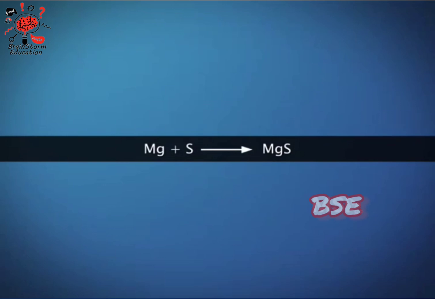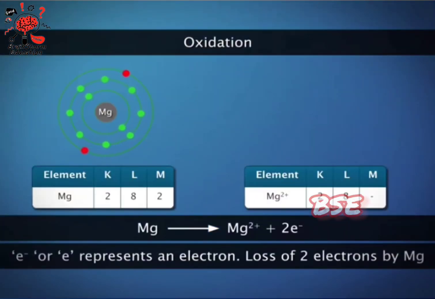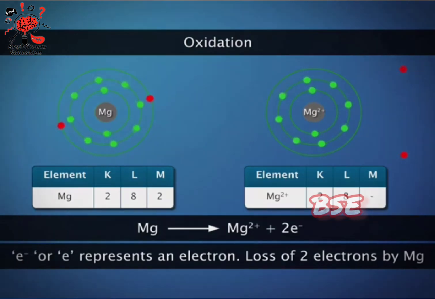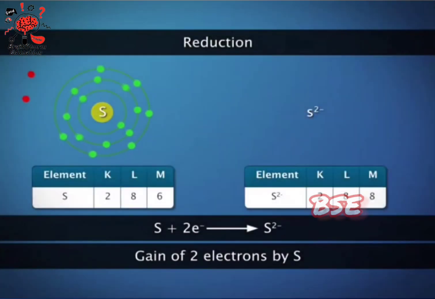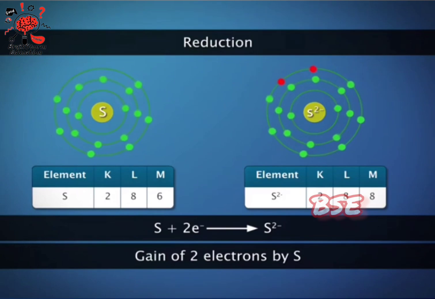How can we identify a redox reaction when neither oxygen nor hydrogen appears? Explaining the redox reaction through electron transfer is a better method. Since magnesium loses 2 electrons, it undergoes oxidation. Since sulfur gains 2 electrons, it undergoes reduction.